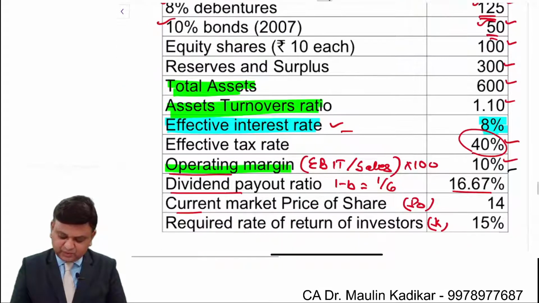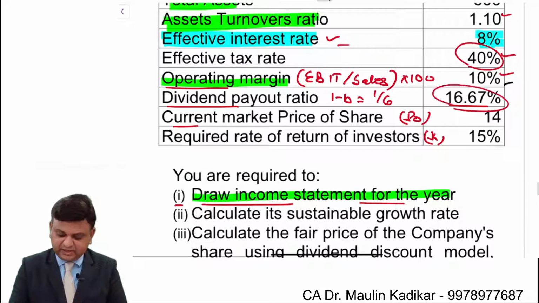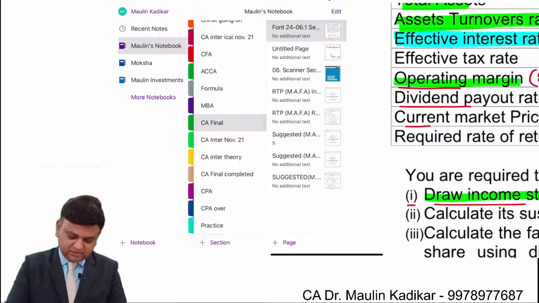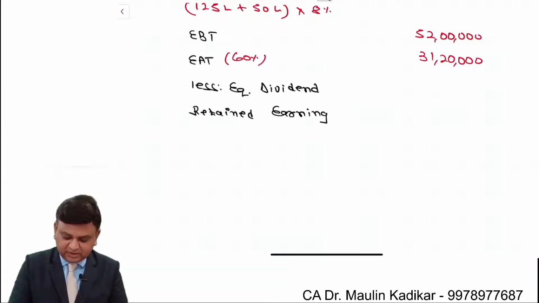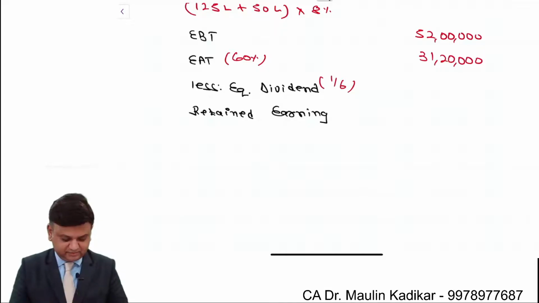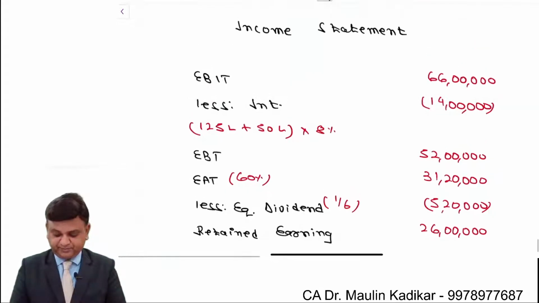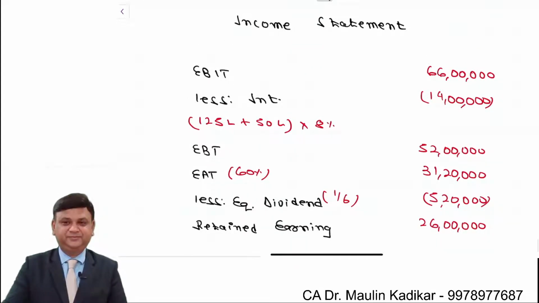Then information is provided to us. Let's say you pay dividend 1/6. So equity dividend is 1/6, that is 5,20,000. Remaining is the amount of the retained earnings. So 31.2 minus 5.2 comes to an amount of 26 lakhs. Please write down the answer.